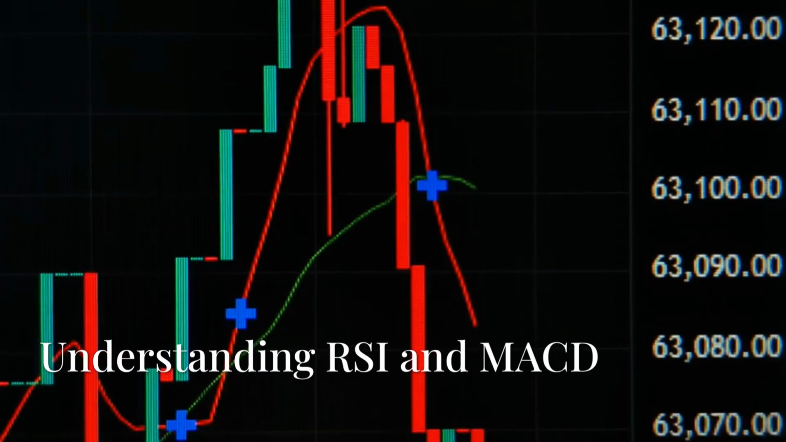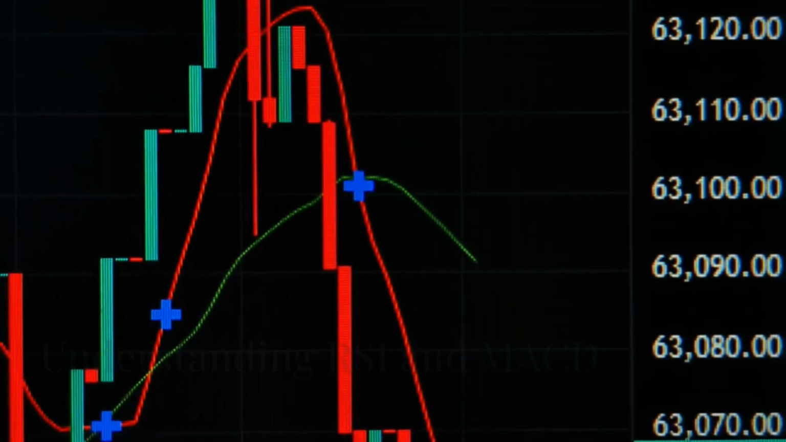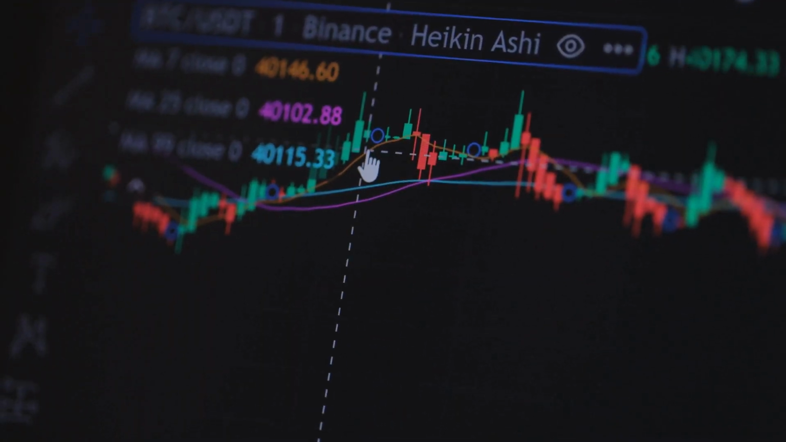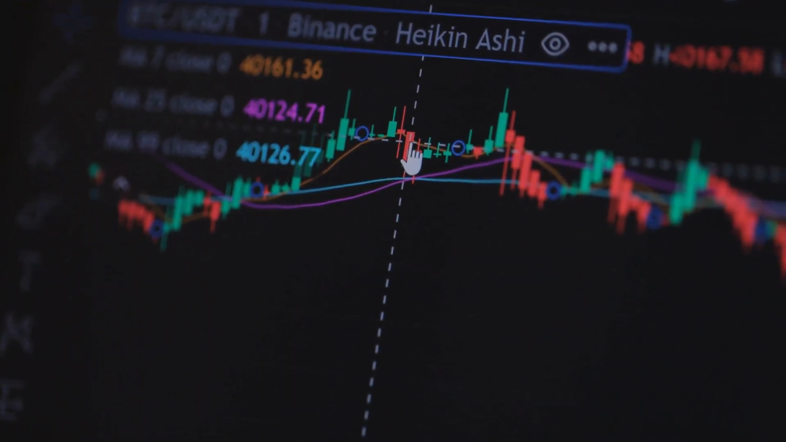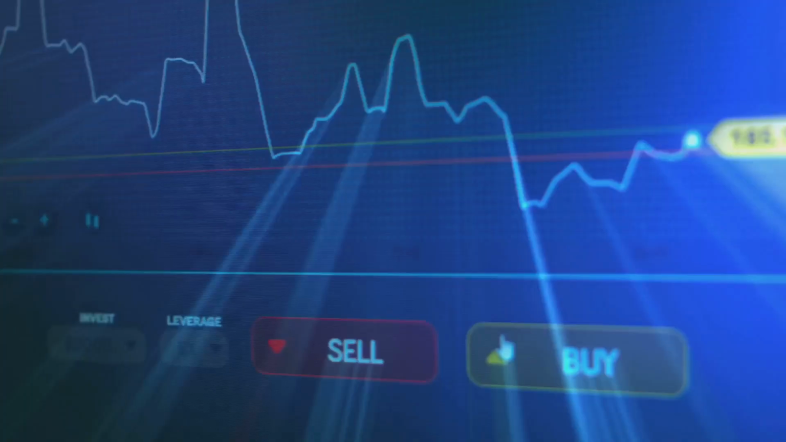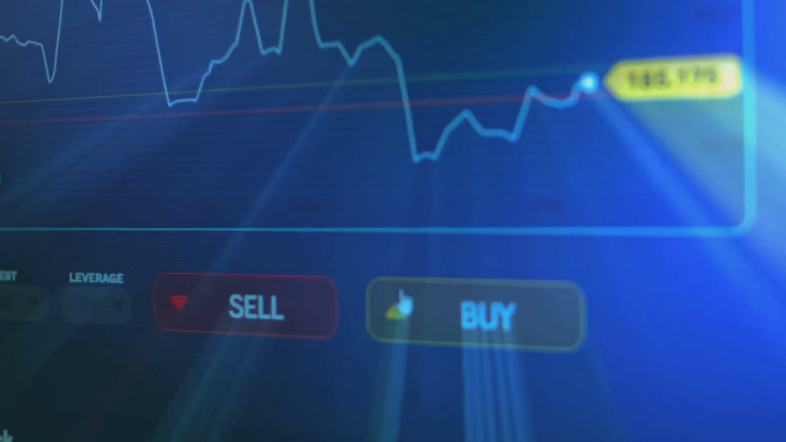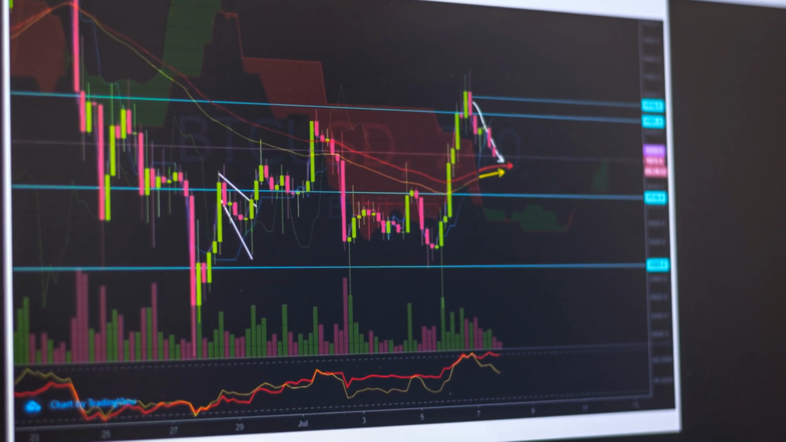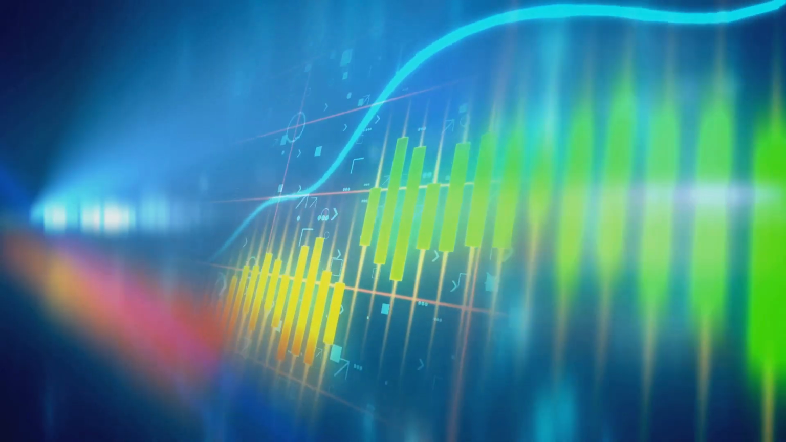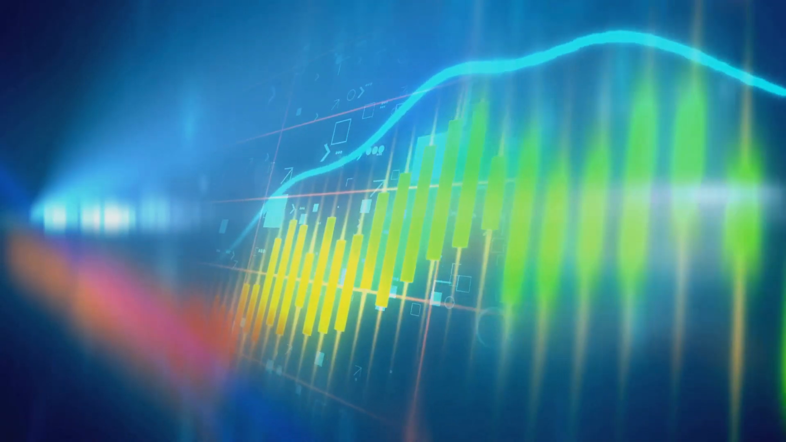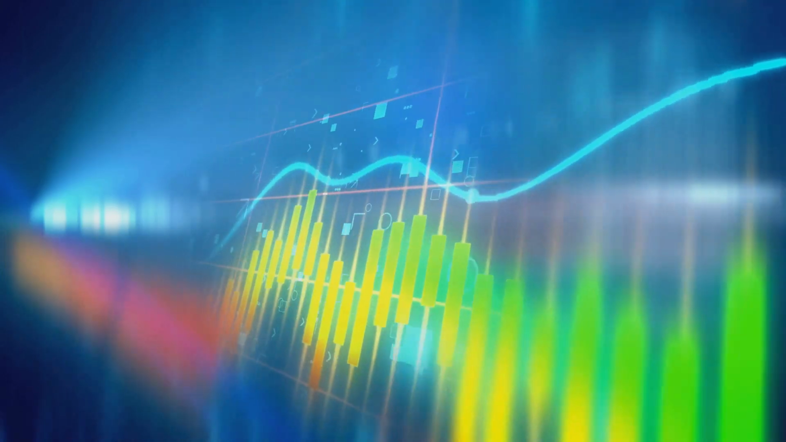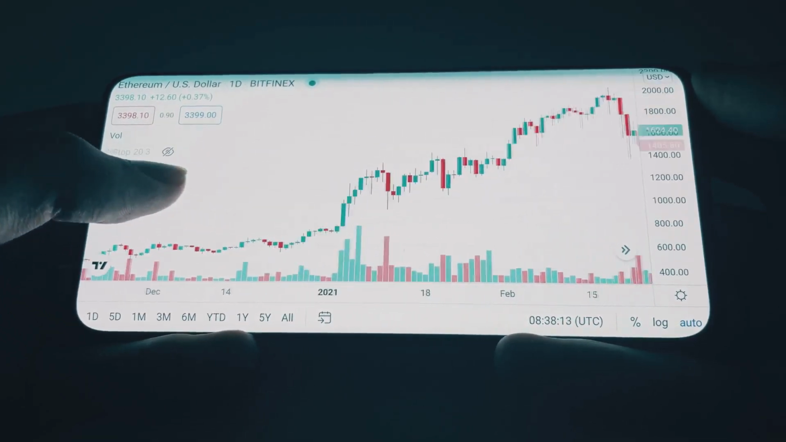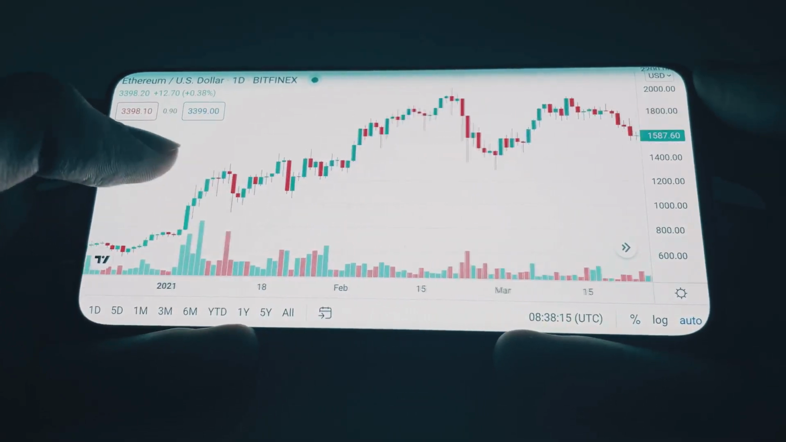All right, let's break down RSI and MACD, two really popular indicators out there. The Relative Strength Index, or RSI, is a momentum oscillator that measures the speed and change of recent price movements. Basically, it helps us spot when something might be overbought or oversold. RSI values usually range between 0 and 100. Now, the Moving Average Convergence Divergence, or MACD, is a trend-following momentum indicator. It compares short-term and long-term moving averages, and it's used to highlight potential trend reversals and the strength of that momentum.